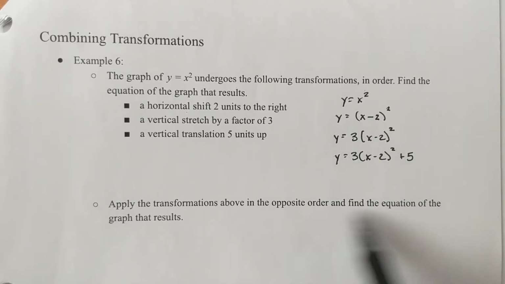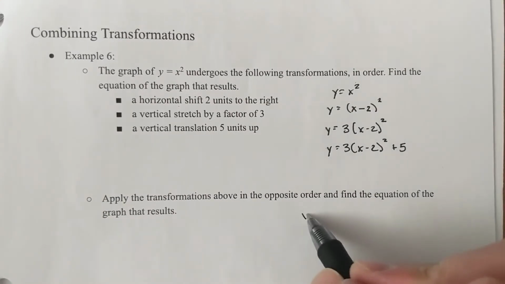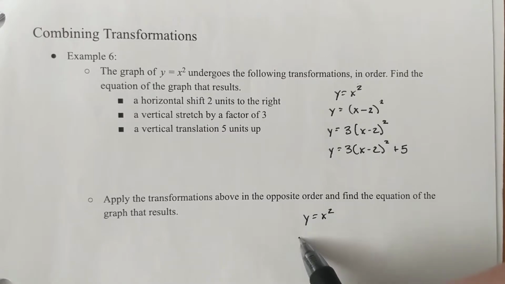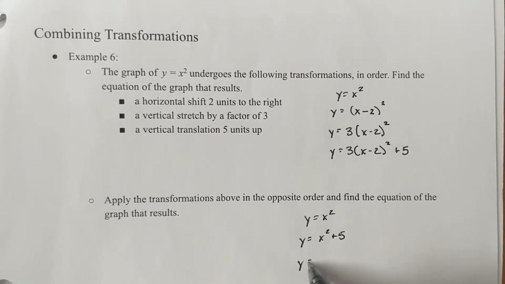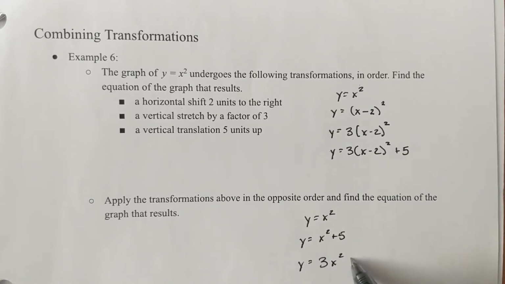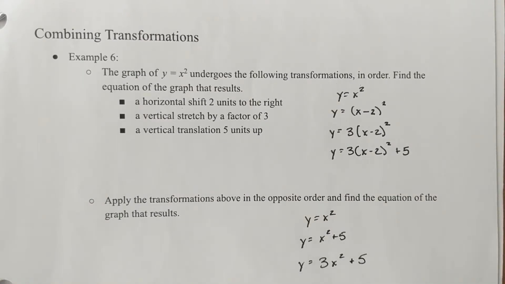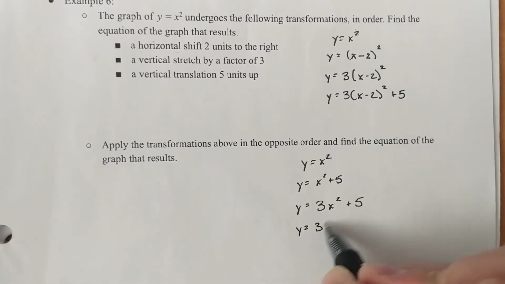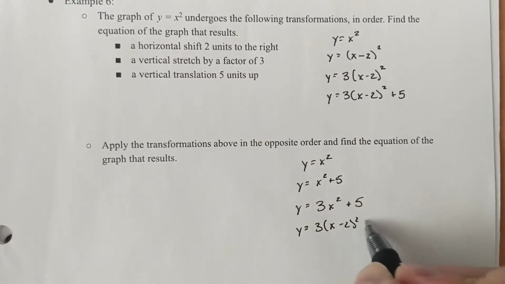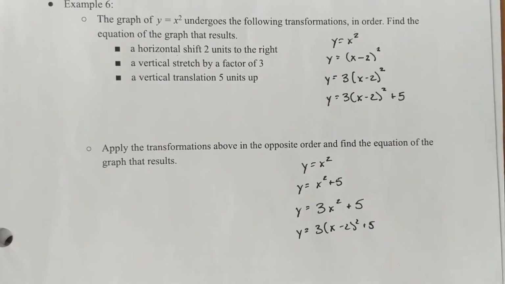Now this one is actually going to be the exact same thing. You're just going to do the steps in the reverse order. So y equals x squared. Y equals x squared plus 5. There's a vertical shift. Y equals 3x squared plus 5. So that's the vertical stretch. Y equals 3(x minus 2) squared plus 5.